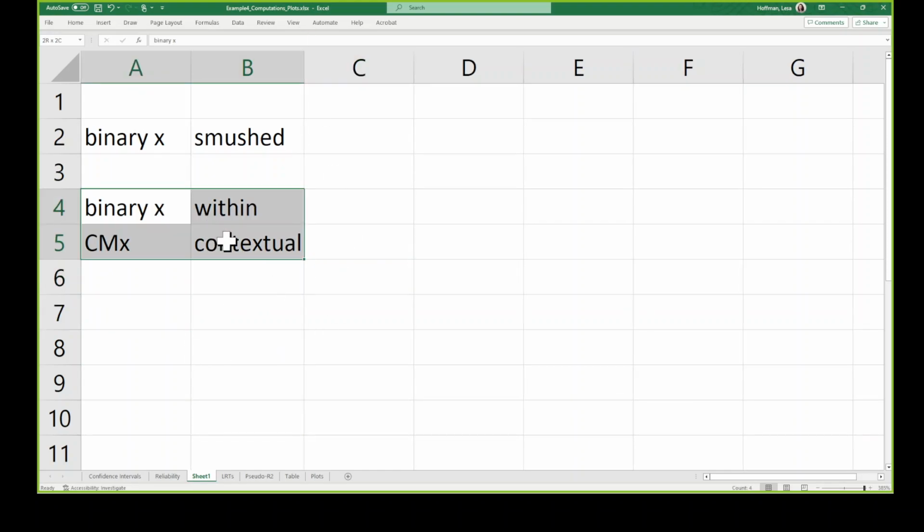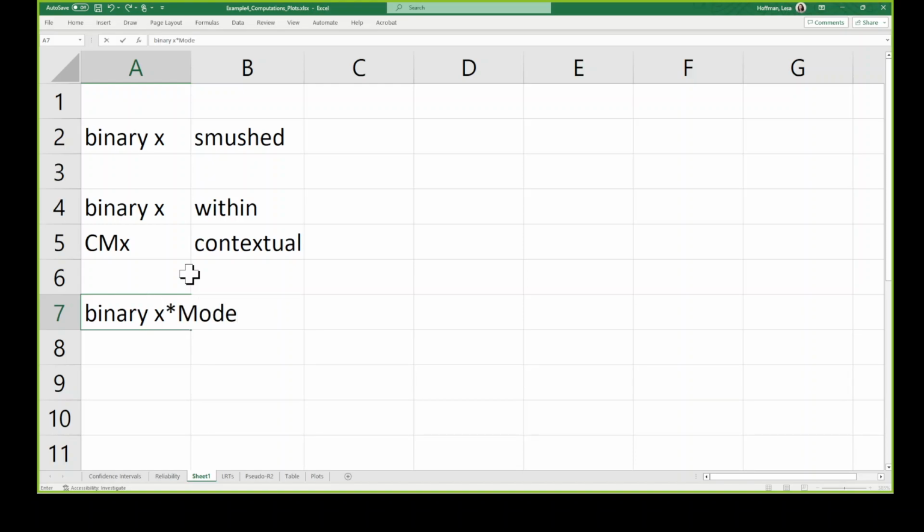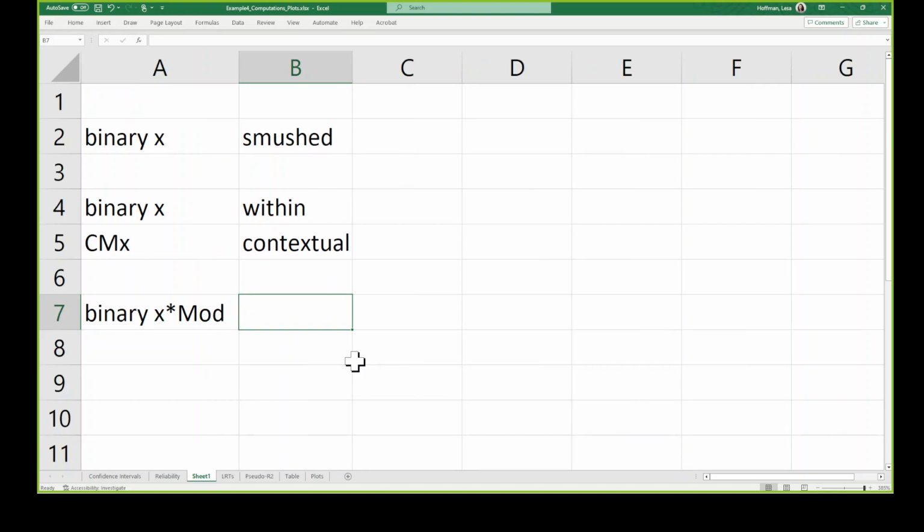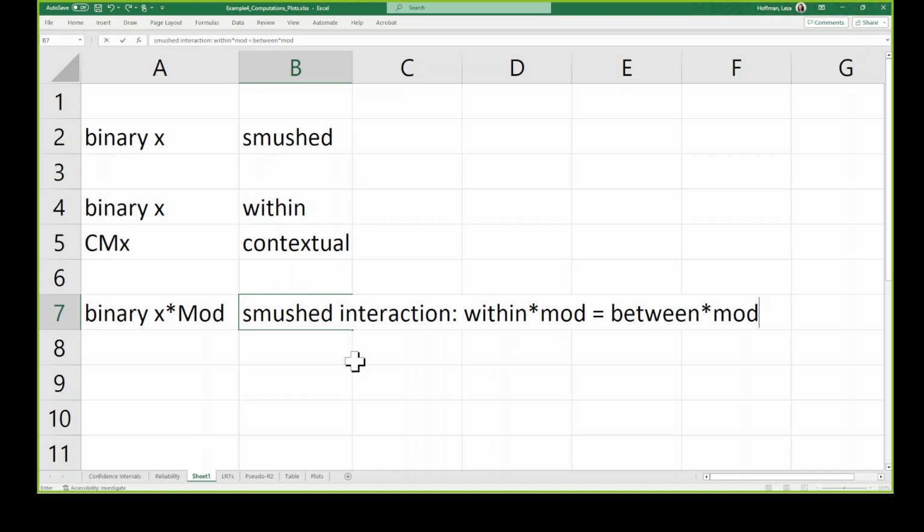Okay, so we can agree on this, right? These are main effects. So if I add some stuff to my model, binary x times some moderator, put that in here. What's that thing? Smushed interaction? Yeah, it's a smushed interaction, which means within by mod equals between by mod. That's what I mean by smushed interaction.